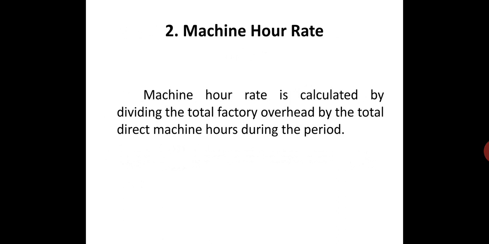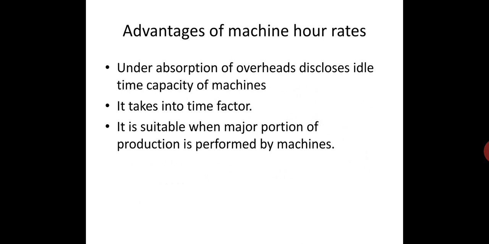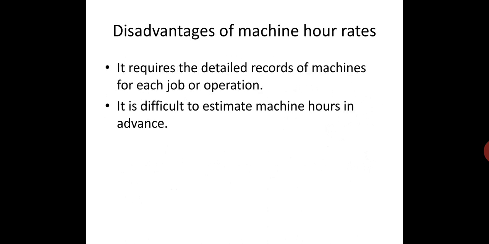The second method is machine hour rate. Machine hour rate is calculated by dividing the total factory overhead by the total machine hours during the period. Advantages of machine hour rate: here, under absorption of overheads discloses idle time capacity of machines. It takes into consideration the time factor. It is suitable when a major portion of production is performed by machines.